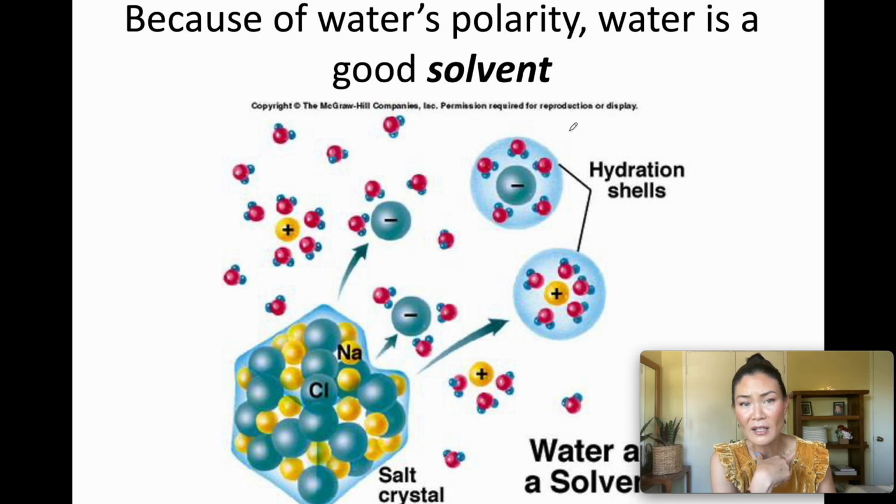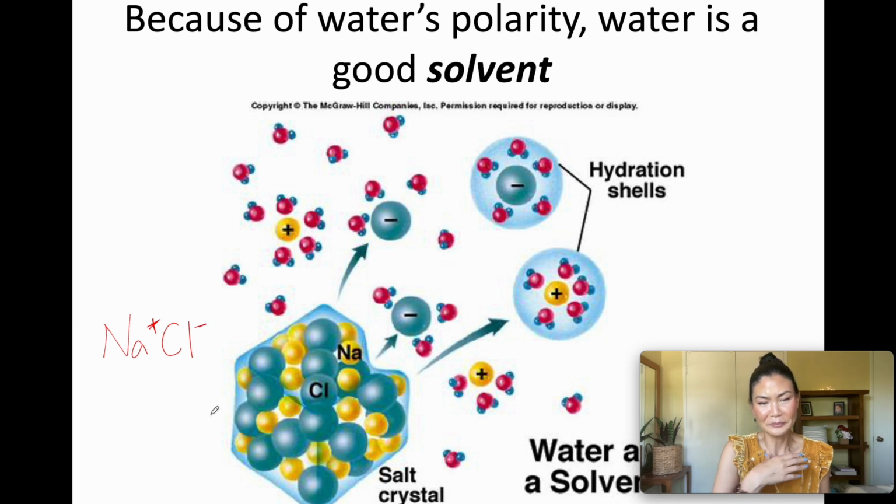Like you could take some honey, dissolve it in water. You could take some sugar, dissolve it in water. You could take some salt, dissolve it in water. And we'll use the example of salt. Okay, here is a salt crystal. Salt is made out of a positive sodium ion and a negative chlorine ion.